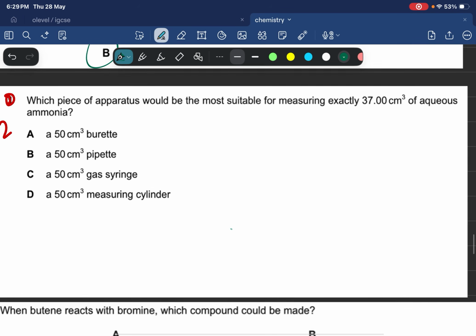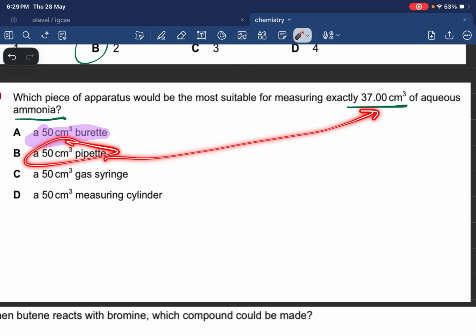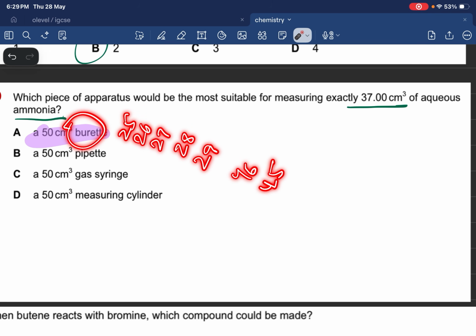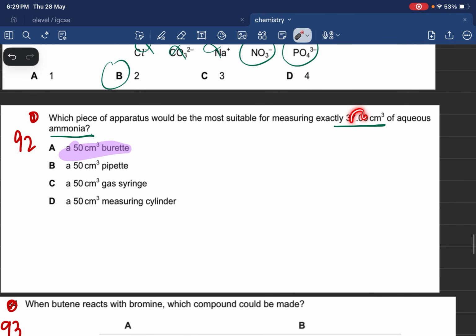Which piece of apparatus would be most suitable for measuring this much aqueous ammonia? You know that it's the burette. Why not the pipette? You would be like, oh my god, this is such an exact volume, then why are we not using a pipette? Because a 50 cm cube pipette has an exact fixed precise 50. It cannot measure anything except 50. A burette can measure 25, 26, 27, 28, 29, 46, 45, any value. But a pipette can only measure 50 and nothing else. So we're going to use a burette. And since the precision is a little more, that's why we're not going towards a measuring cylinder. It's not this precise.